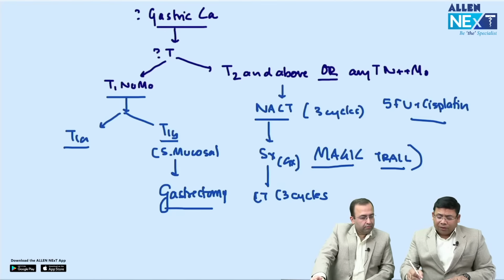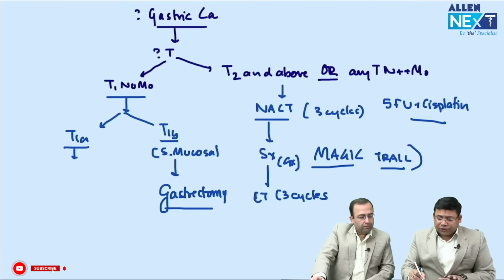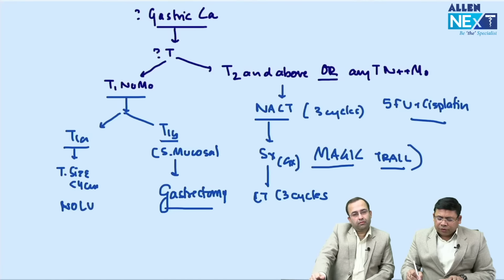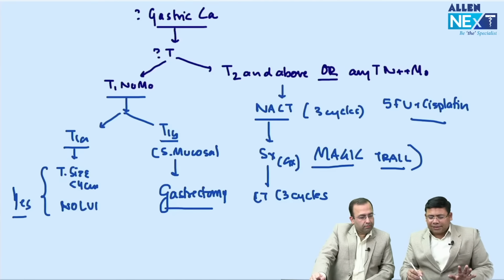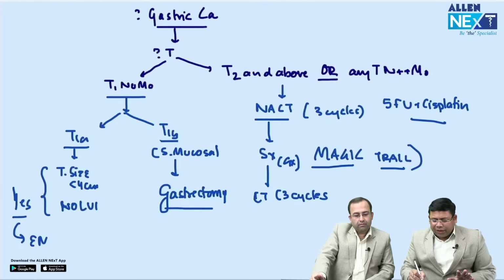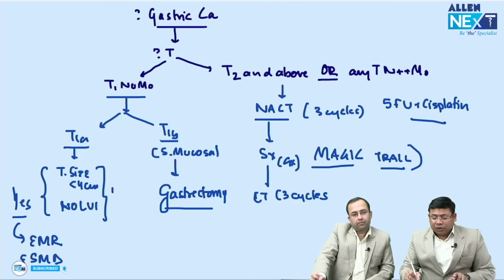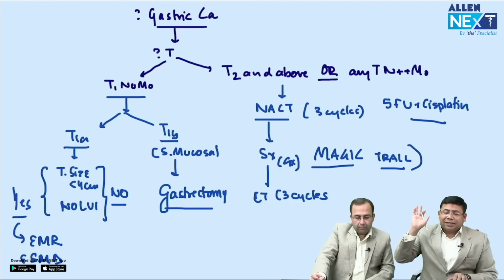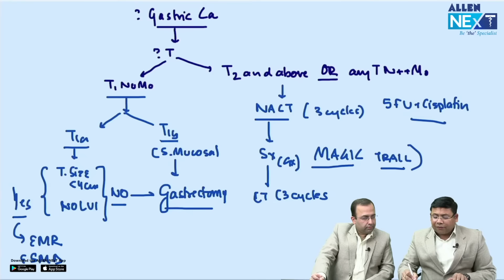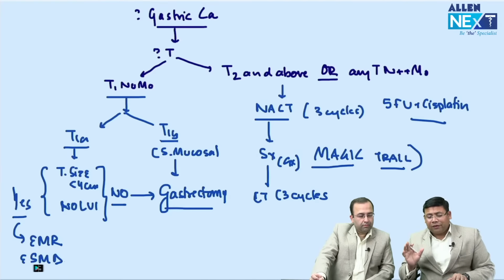If it is T1A, the next thing is the tumor size. There are 2 questions that you will ask. Is the tumor size less than 4 centimeter, and is there no lymphovascular invasion? If the answer is yes, you can go for EMR, endoscopic mucosal resection, or ESD, endoscopic submucosal dissection. If the answer is no, that means either the size is more or there is lymphovascular invasion, you have to treat it like adenocarcinoma. This is very, very important.